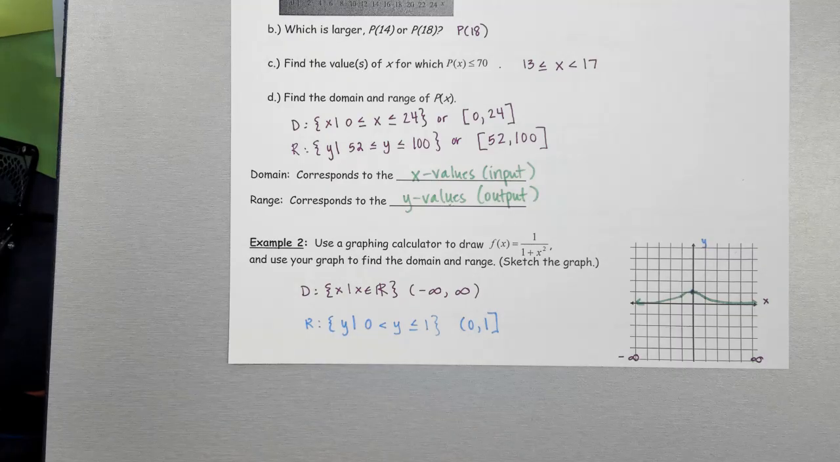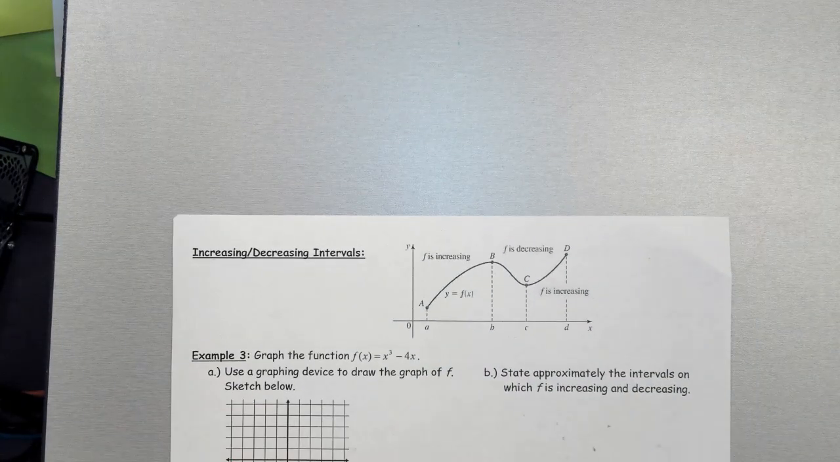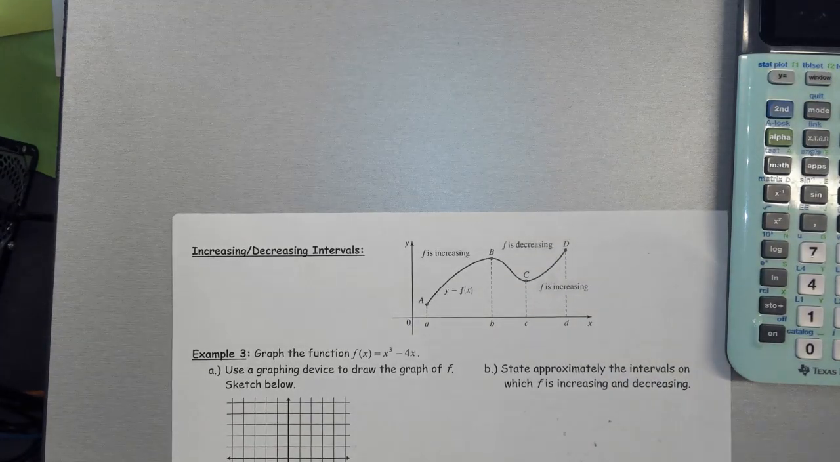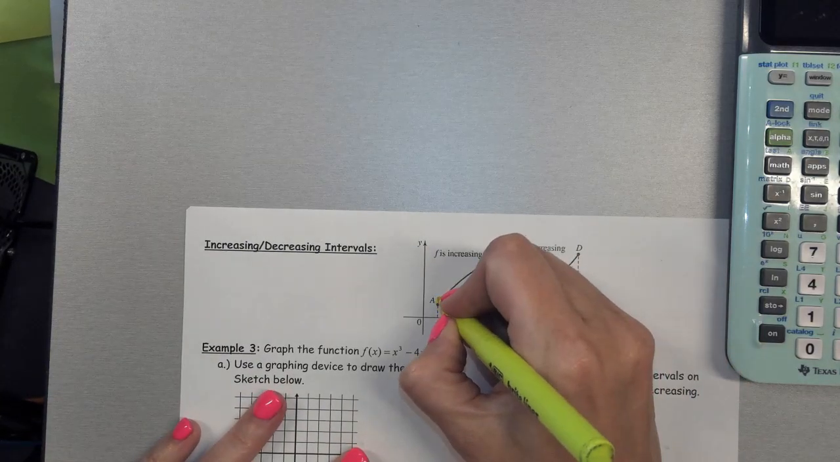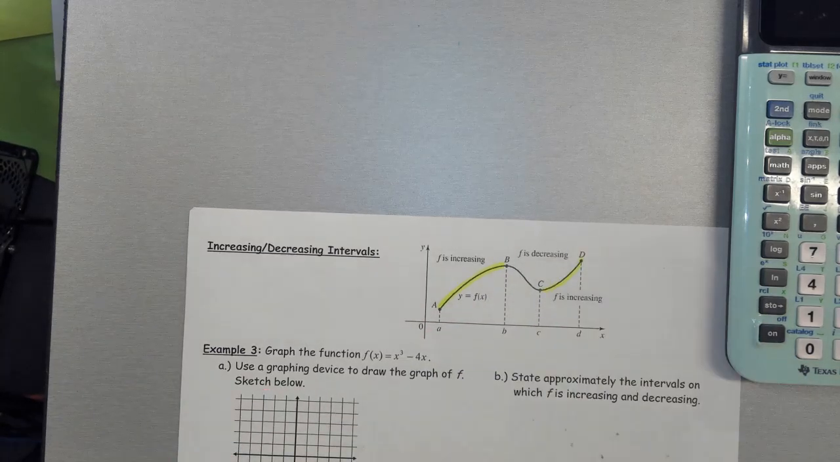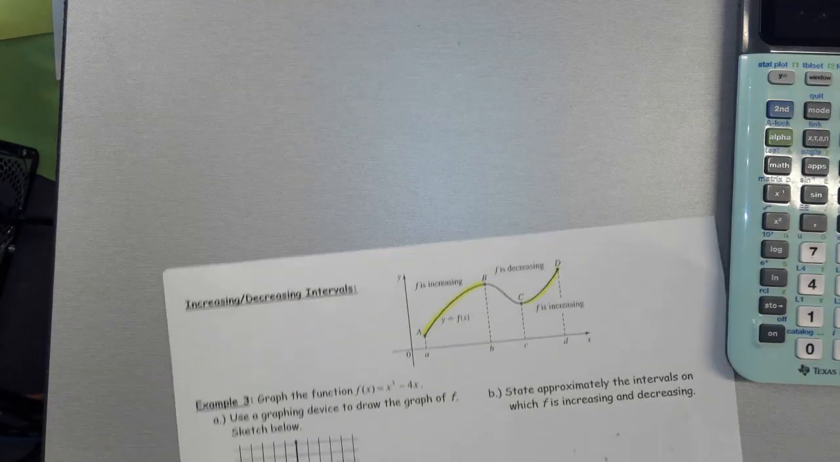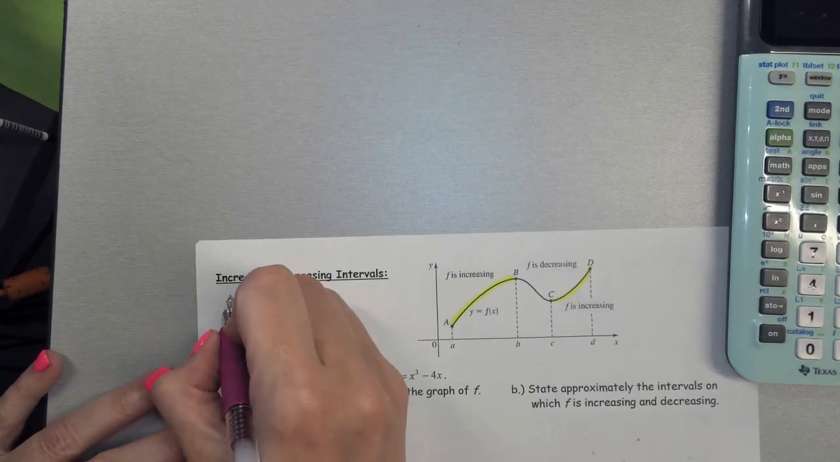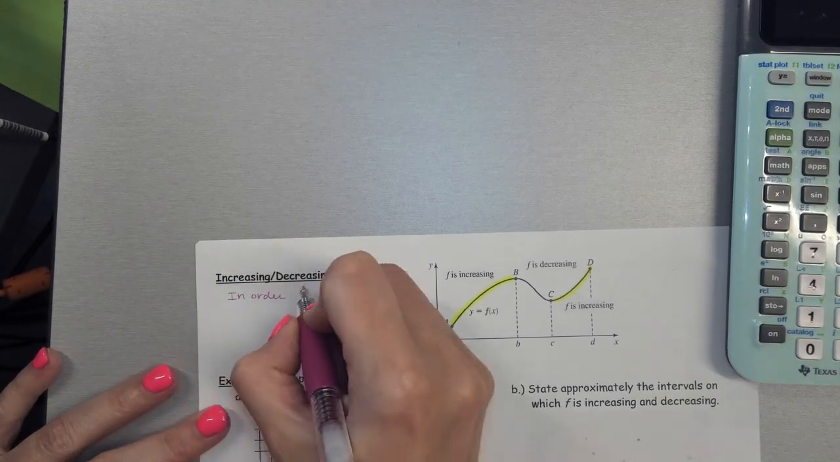All right, and then we're going to flip it to the back. So we have increasing intervals and decreasing intervals that we are going to have to identify. So if it is increasing, you're just going to look at the graph and see between which x values it is increasing. So anytime you're finding the interval, you are going to use your x value.